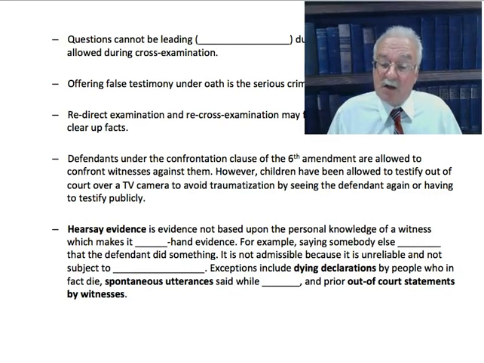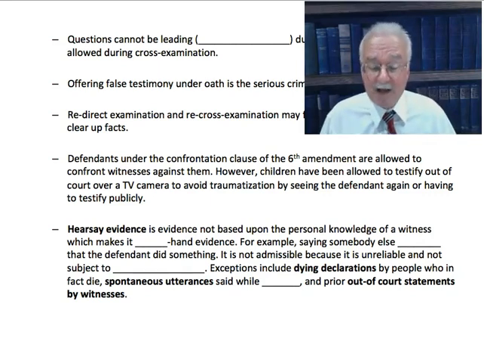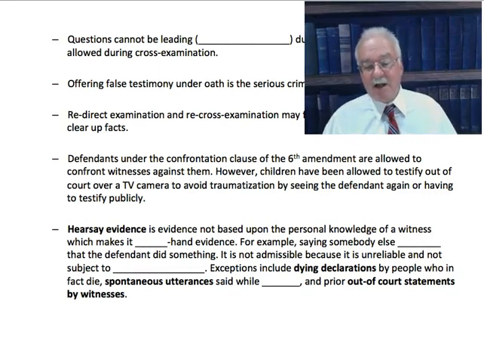Now, exceptions include dying declarations by people who in fact die, spontaneous utterances said while the defendant was emotionally upset, or prior out-of-court statements by witnesses. These are exceptions, and you can admit them during hearsay, especially dying declarations, because the person who said them can't be found and brought into court. So if you didn't allow hearsay, then that information may never be brought to the jury's attention. And it is thought that as long as the jury knows that it's hearsay and not subject to cross-examination, it's better to allow it in than exclude it completely.